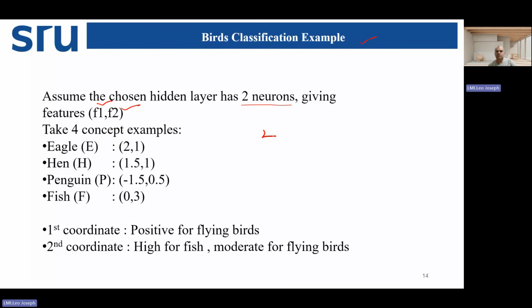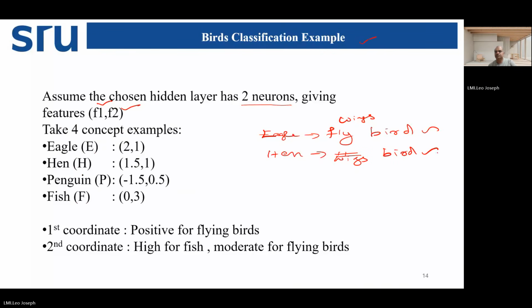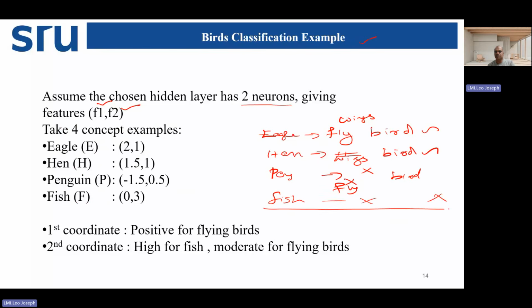So first you have to learn all these things. First one is eagle. Eagle can fly well, and it belongs to the bird category. Next, hen. It can fly moderately. It has wings, but it flies moderately. It is also a bird category. Penguin. This is also a bird category, but it does not have wings and it cannot fly. Flying is not possible, and it has no wings, just a small flap. Next one is fish. Fish is not at all a bird. It cannot fly. These are all the categories.